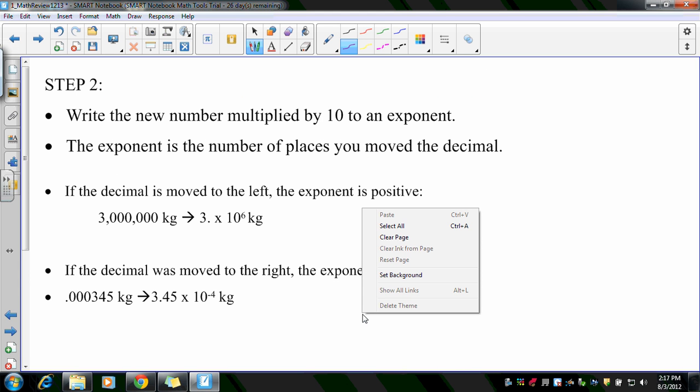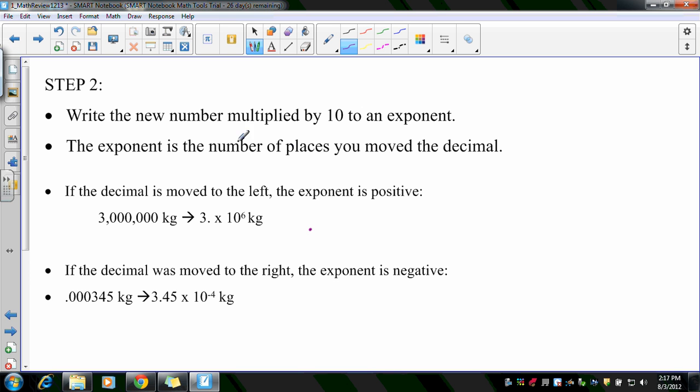Step 2, you have to write it where you multiply the number by 10 to an exponent, and the exponent is the number of places you moved it. If you moved it to the left, in this direction, then it's going to be a positive number. So a positive exponent makes a larger number, so 3 versus 3 million, this is much larger. So we need to make sure it goes to a larger value. So 3 times 10 to the 6th, because we moved it 6 places. 1, 2, 3, 4, 5, 6.